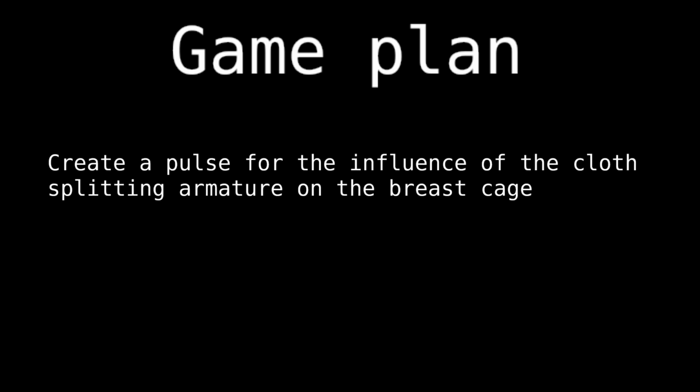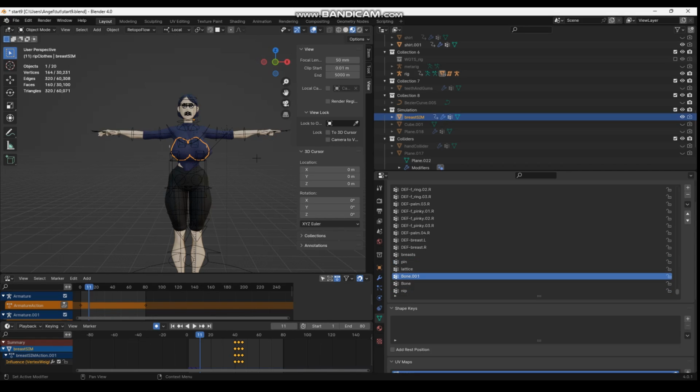You can accomplish this in a lot of ways, but let me show you my way. So the way I'm going to be doing this is I'm going to be using the same armature that we created, the one that splits the cloth, and we're going to edit the influence of the modifier to effectively create a pulse. So once again, I created the same vertex groups as before, one for each bone and one containing the vertices of both bones.